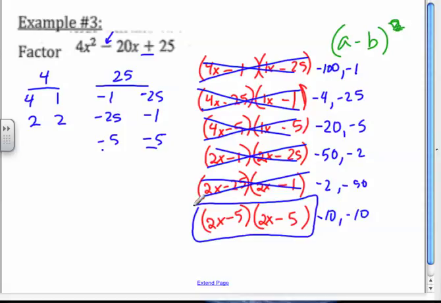Do you see that it's 2x minus 5 squared? 2x minus 5 squared. Now, Connor has a question about that. No? Okay. Are we good on that, guys?